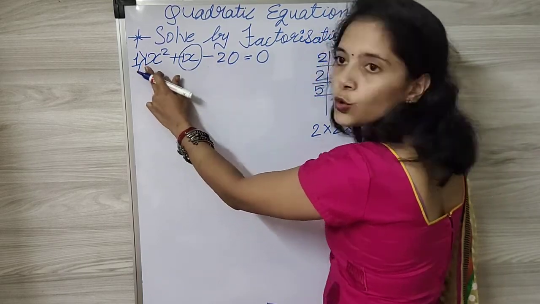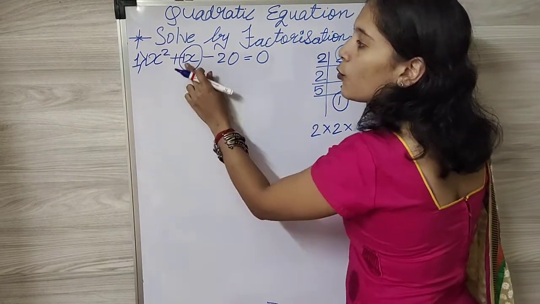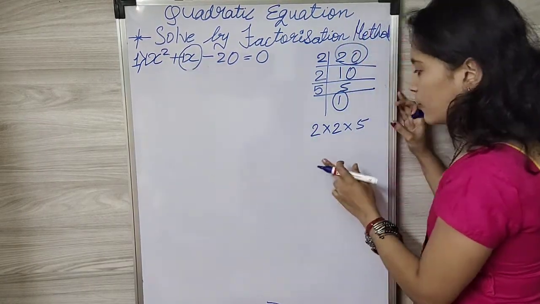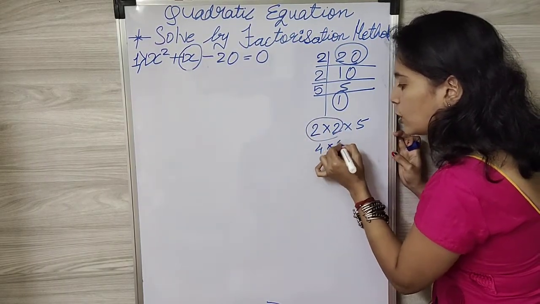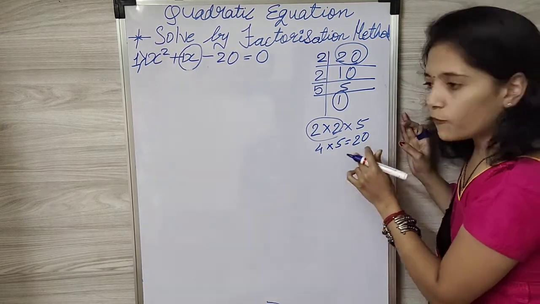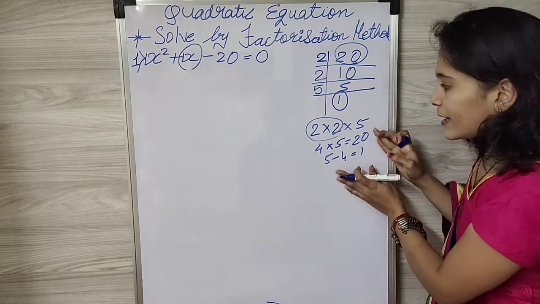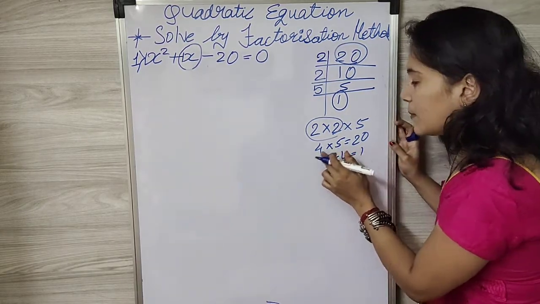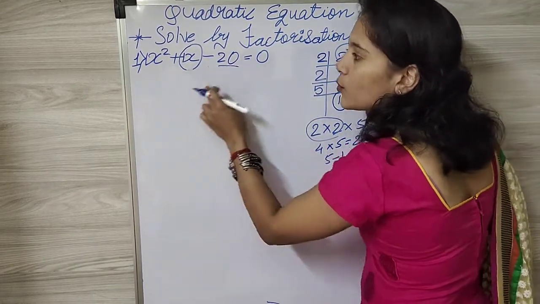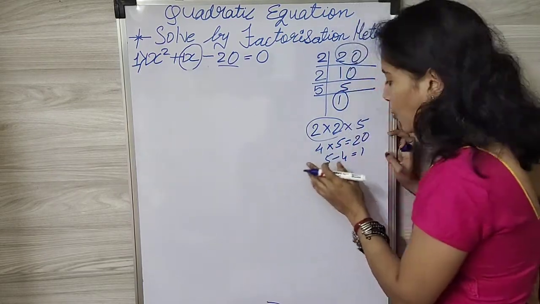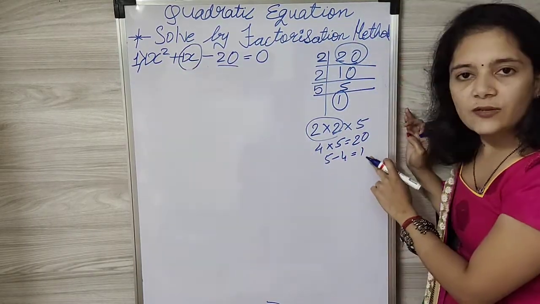So 20 ones are 20. I have written here the factors: 2 2s are 4, 4 5s are 20. But the number I want here is 1. So how will 1 come here? See here, 2 2s are 4, 4 into 5 is 20, right? 4 5s are 20. But 5 minus 4 is 1. So my condition is satisfied. By multiplying both these digits, whatever number is coming, I want that, and after subtracting or adding, I want the middle term. So my condition is fulfilled here.